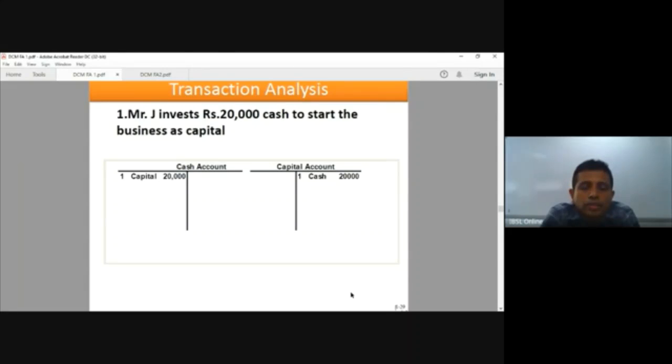Now, the first transaction, we'll take Mr. J. So J is the owner of a particular business. He is the main owner of a particular business. He puts 20,000 cash to start the business as capital, right? Mr. J is the person who is owning this particular business. He puts 20,000 to start the business.